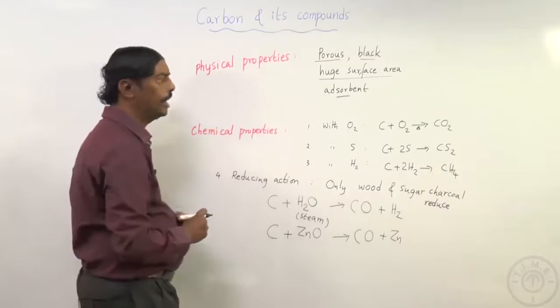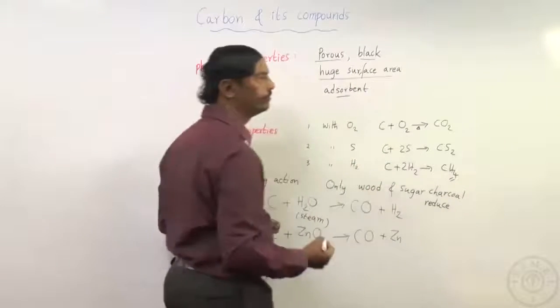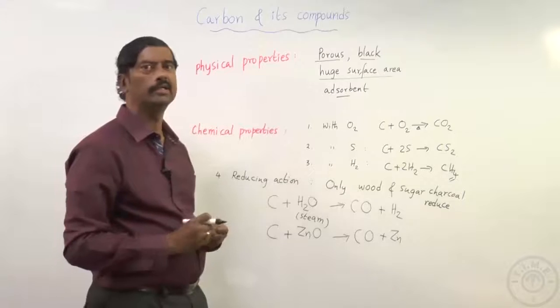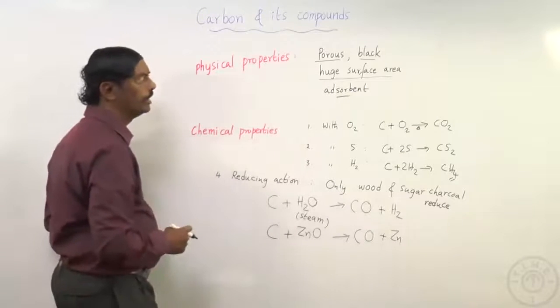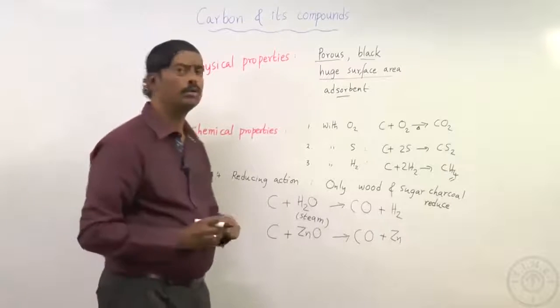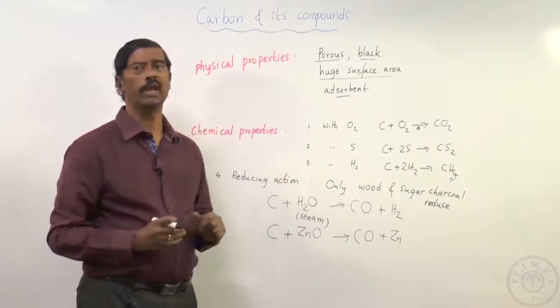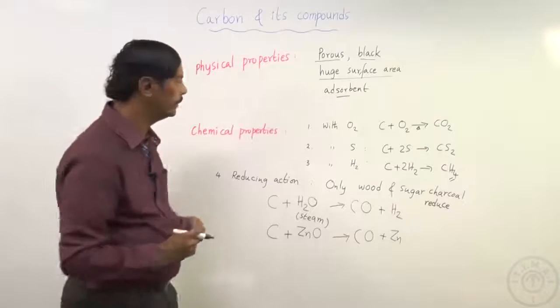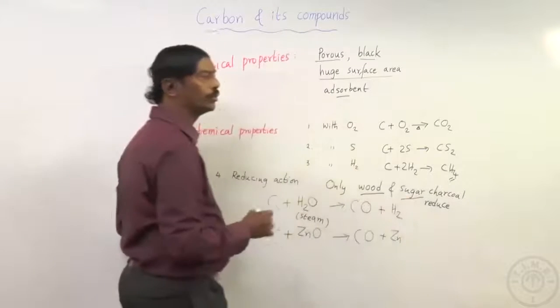Then carbon with hydrogen will form methane. Methane, you know, is an excellent fuel, part of natural gas and CNG. Then reducing action. Now bone charcoal is not used as a reducer of substances because it has a good amount of calcium phosphate content, and therefore we'll use only wood charcoal or sugar charcoal.